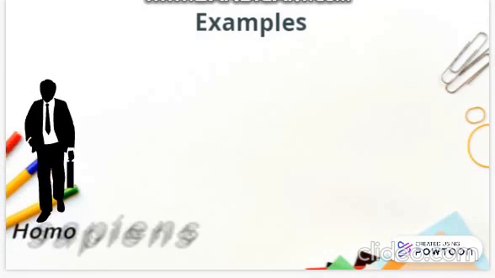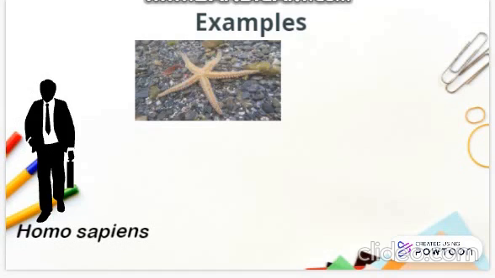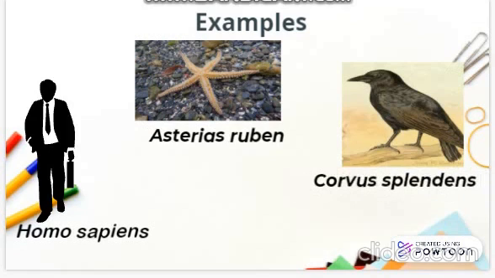Let me give you a few examples of scientific names. The scientific name of humans is Homo sapiens, the scientific name of starfish is Asterias rubens, and for house crow it is Corvus splendens.